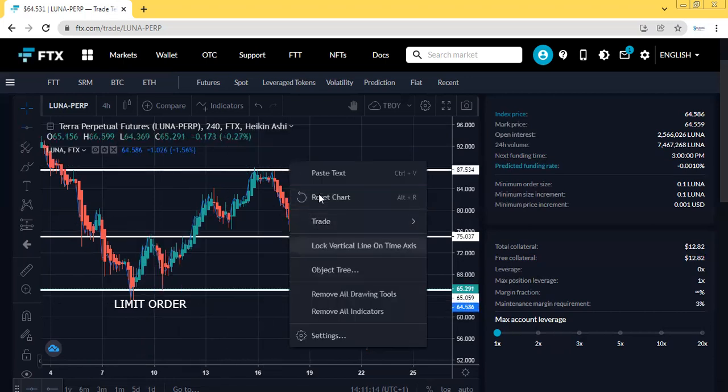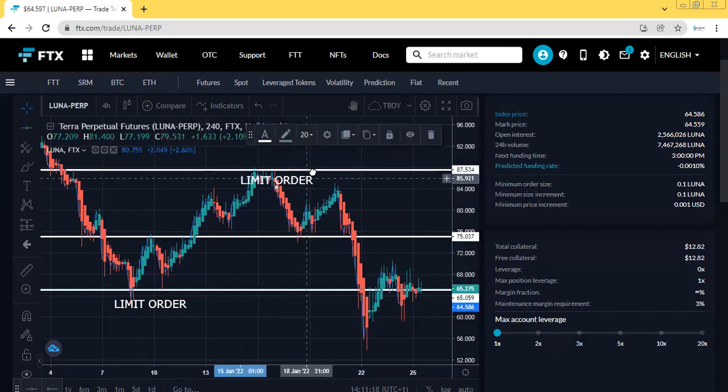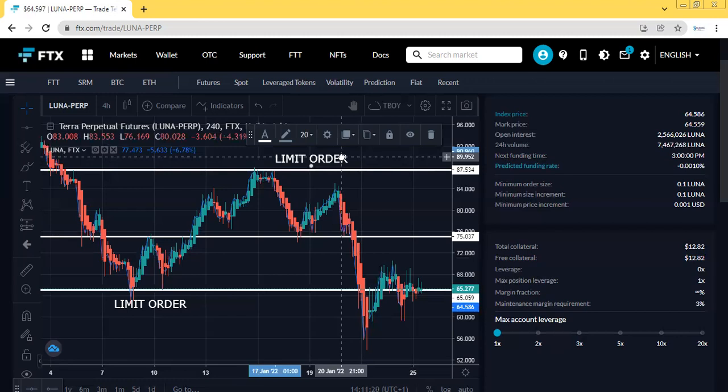Let's put it here. Okay. This is a sell limit order. Let's put a sell limit order in place here. This is placed below the market order.